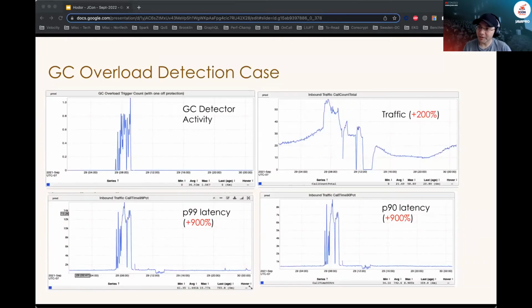Now, similar to the heartbeat detector, this is an example of a GC overload detector in action. In this particular situation, the GC activity had increased because of an organic increase in the incoming traffic, which you can see in the top right graph. In the top left graph, you can observe that the GC detector is able to capture this and flag it as a GC overload. And similar to the heartbeat case, other KPIs or business impact indicators like the P90 and P99 latencies have been spiking considerably.